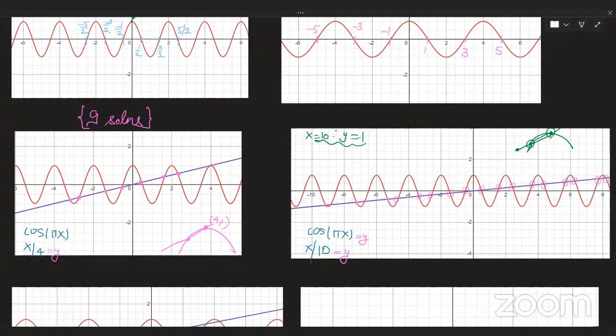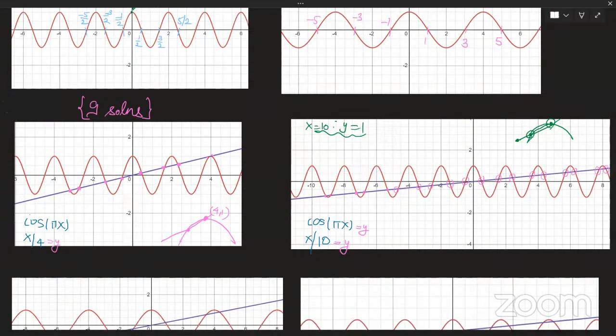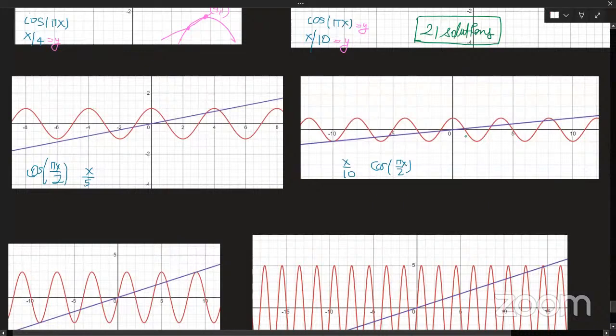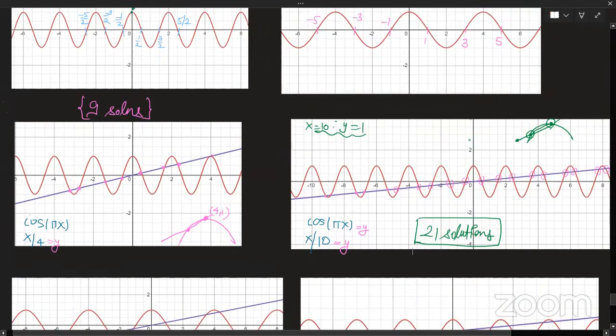So you ignored the two solutions. There will be total 21 solutions, correct. Similarly, we have cos of pi x by 2 and x by 5. How 21 solutions, sir? Which one? See, because 19 solutions are visible to you in the photo.